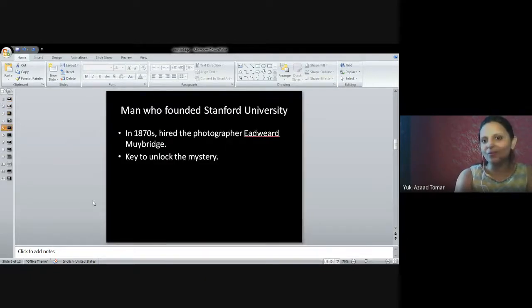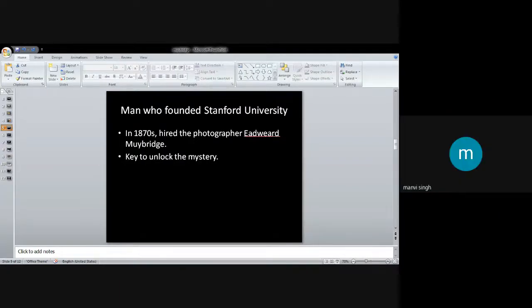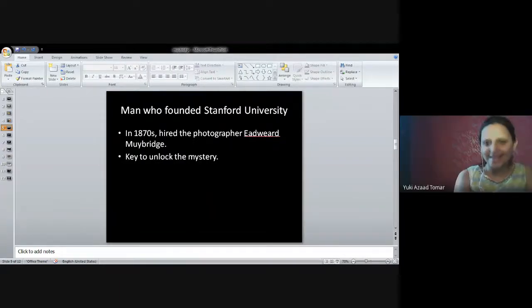There was a man who founded Stanford University. Does anybody know who founded Stanford University? You know Stanford University, a very famous university. Anybody who knows who founded it? Okay, I'm giving you this homework: you have to give me the name of this person. His second name is Stanford. What is his first name? Ma'am, Leland Stanford. Correct, correct. Leland Stanford.